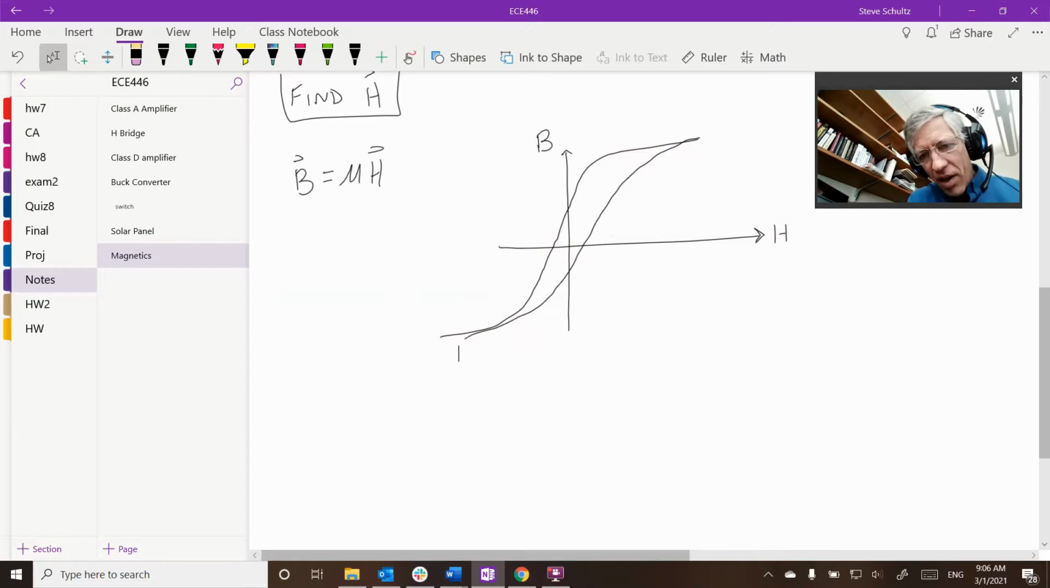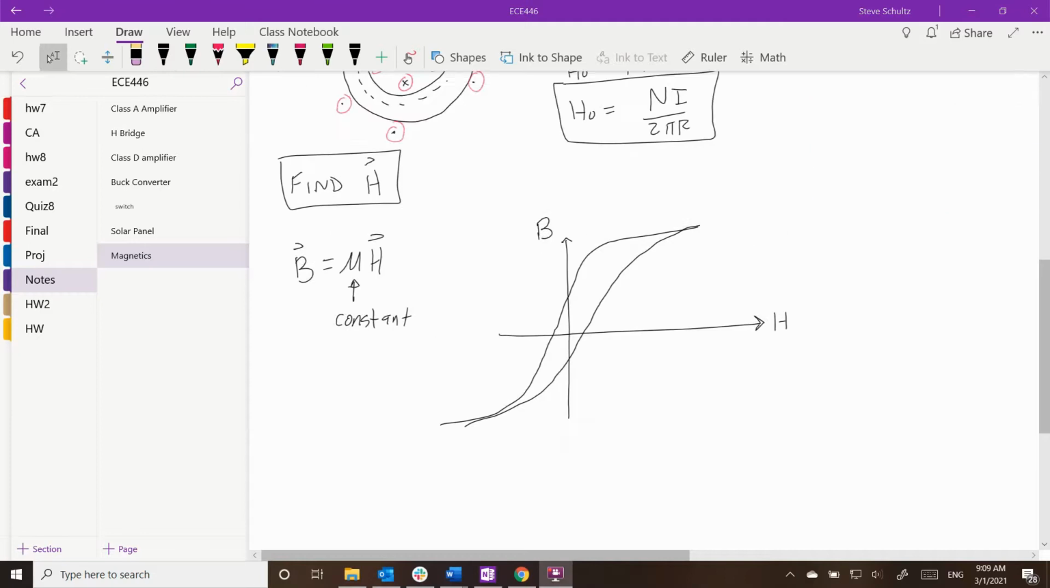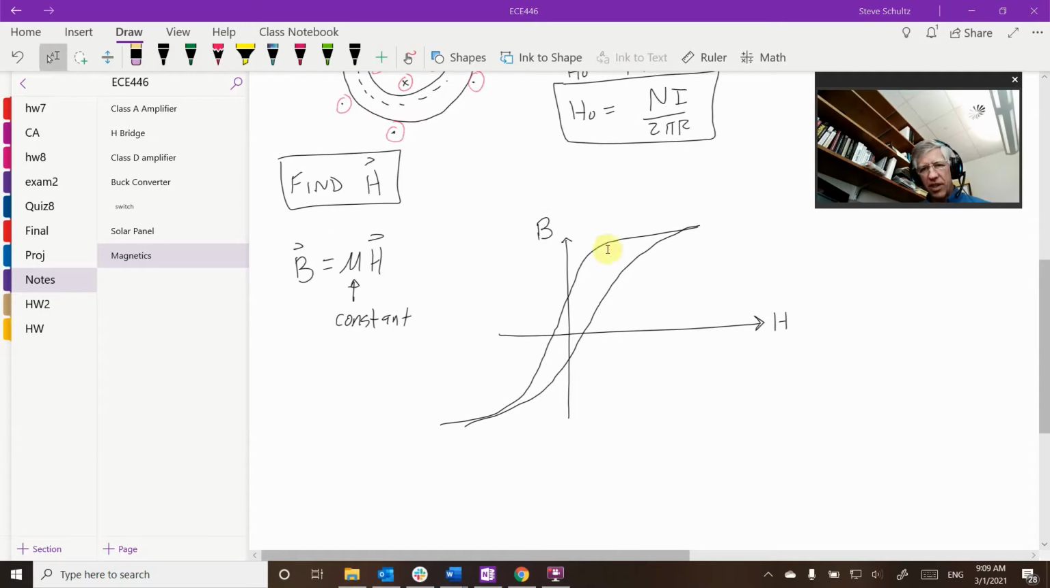Okay, now the slope right here, the slope of that line is linear. So lots of times we approximate it as being linear. Okay, and if we approximate it as being linear, then this becomes a constant. Okay, so first of all, let's talk about this saturation point.